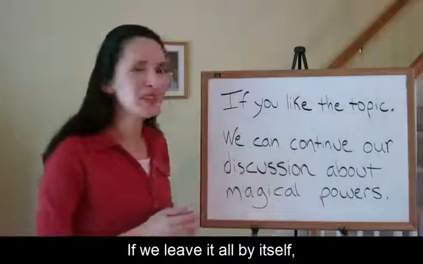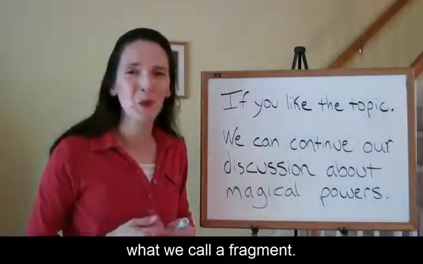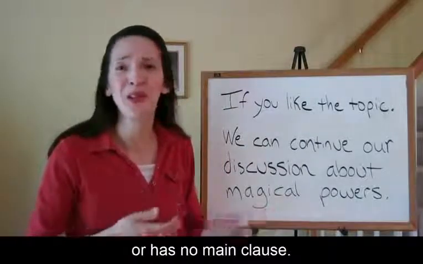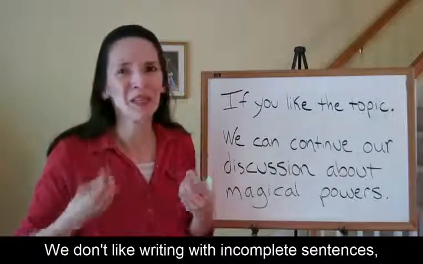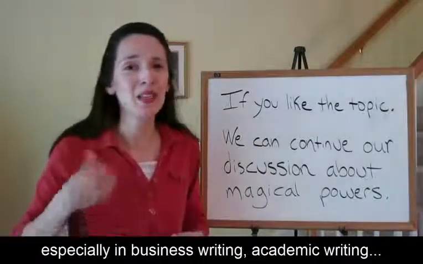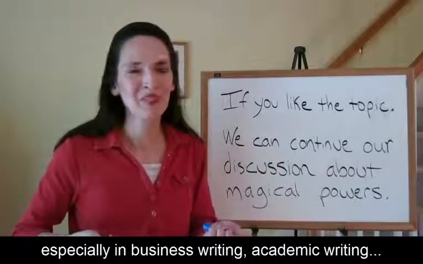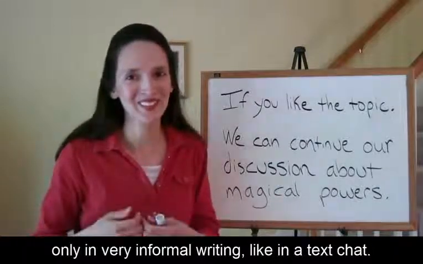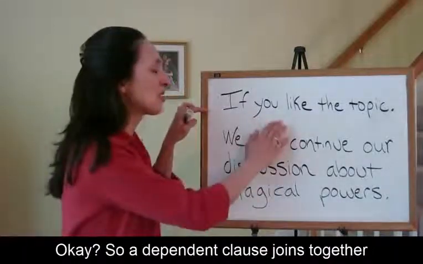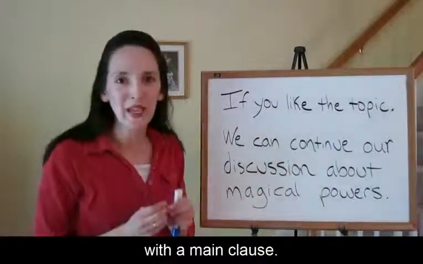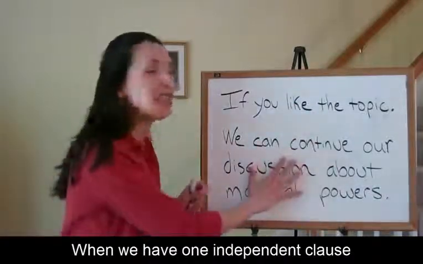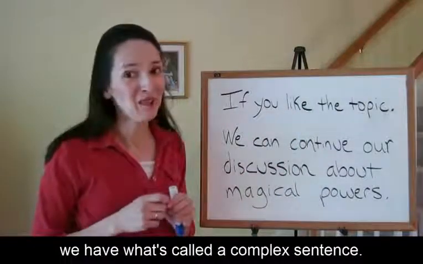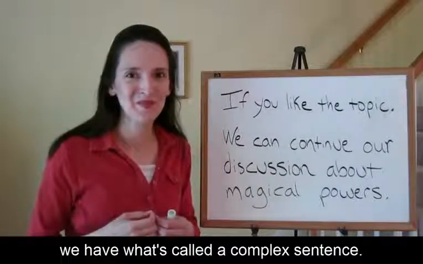If we leave it all by itself, it's an incomplete sentence, what we call a fragment. A fragment has no subject or has no verb or has no main clause. We don't like writing with incomplete sentences, especially in business writing, academic writing. Perhaps you can get away with that only in very informal writing, like in a text chat. Okay? So a dependent clause joins together with a main clause. When we have one independent clause and at least one dependent clause, we have what's called a complex sentence.